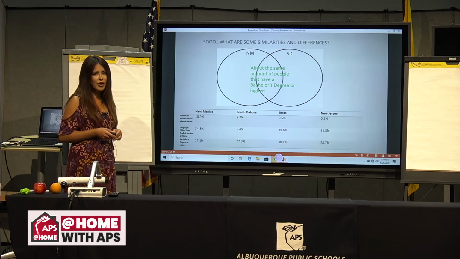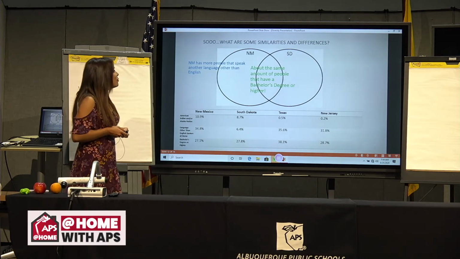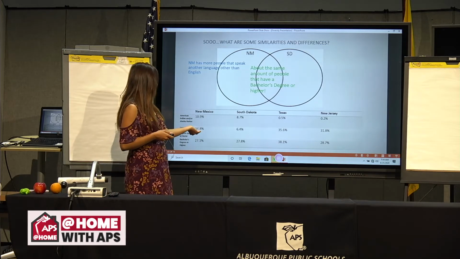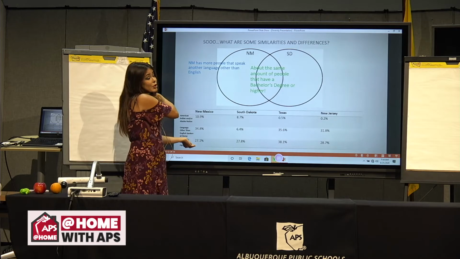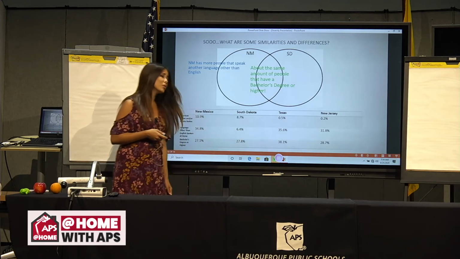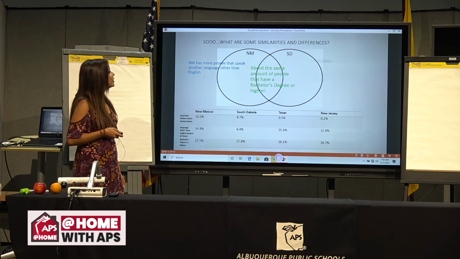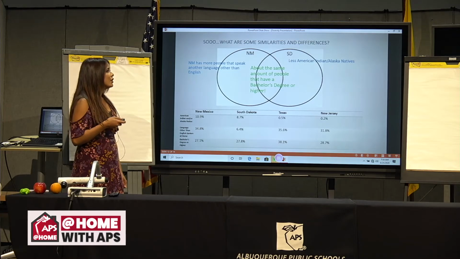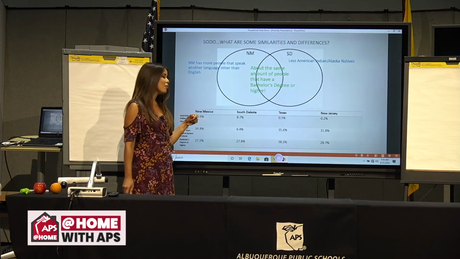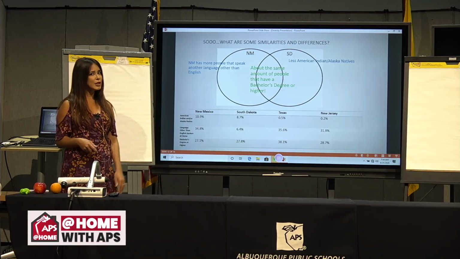Now, let's talk about how they're different. New Mexico has more people that speak a language other than English. We have here that New Mexicans speak 34.8%, while South Dakota only has 6.4. Let's talk about something else that's different. In South Dakota, there are fewer American Indian or Alaskan Natives. So New Mexico has 10.9, almost 11, while South Dakota has 8.7. They're close, but they're still a little bit different.